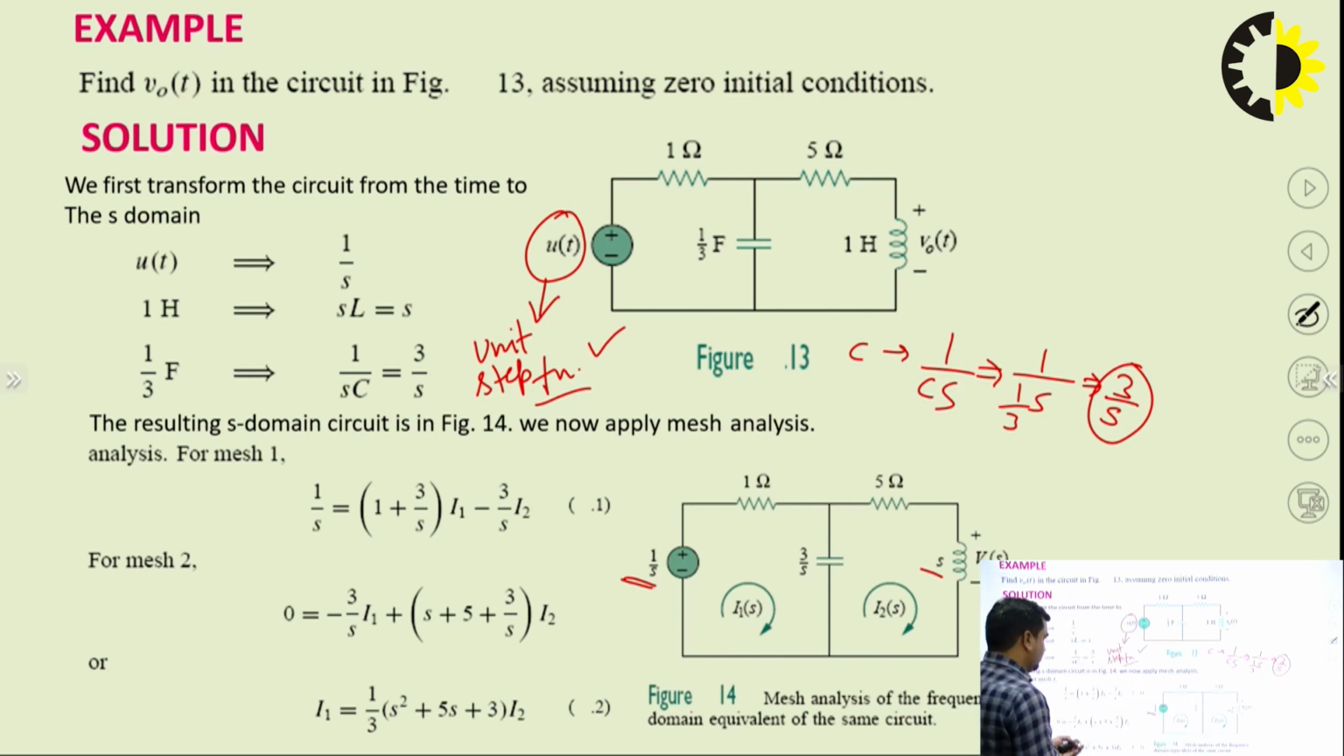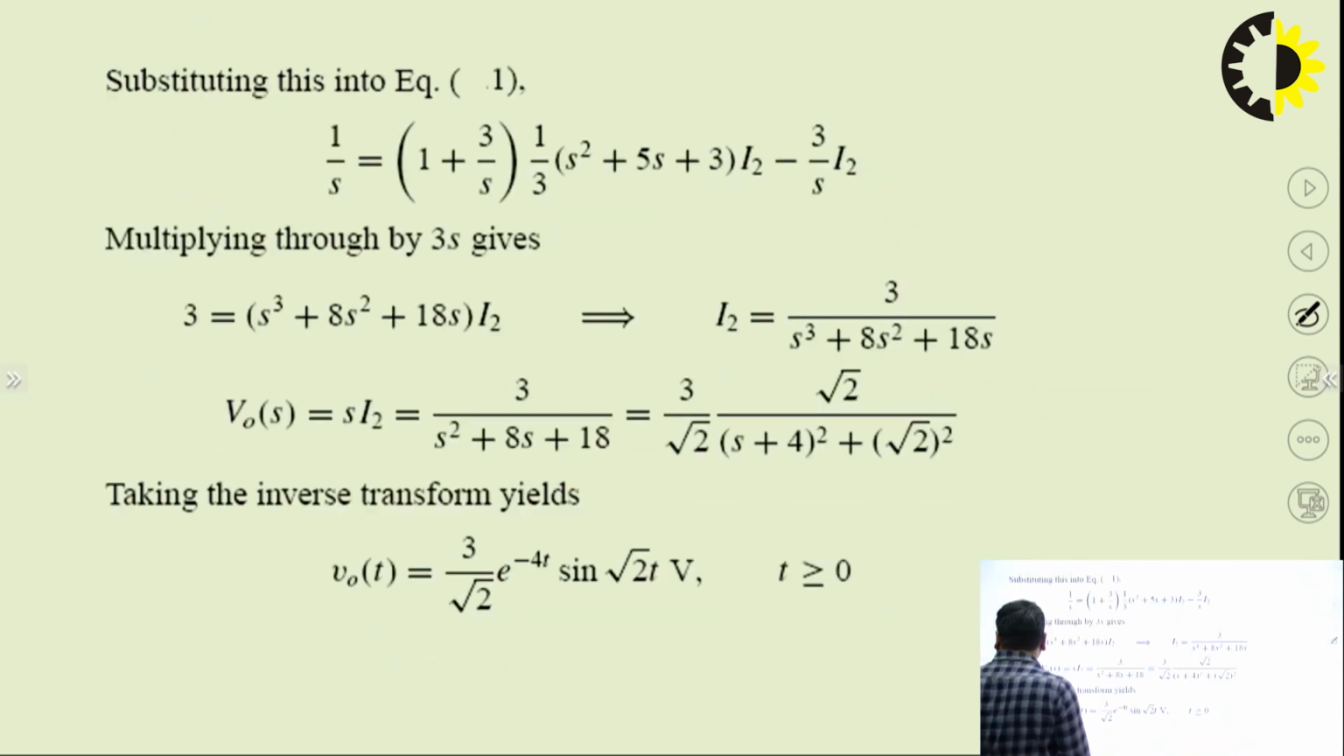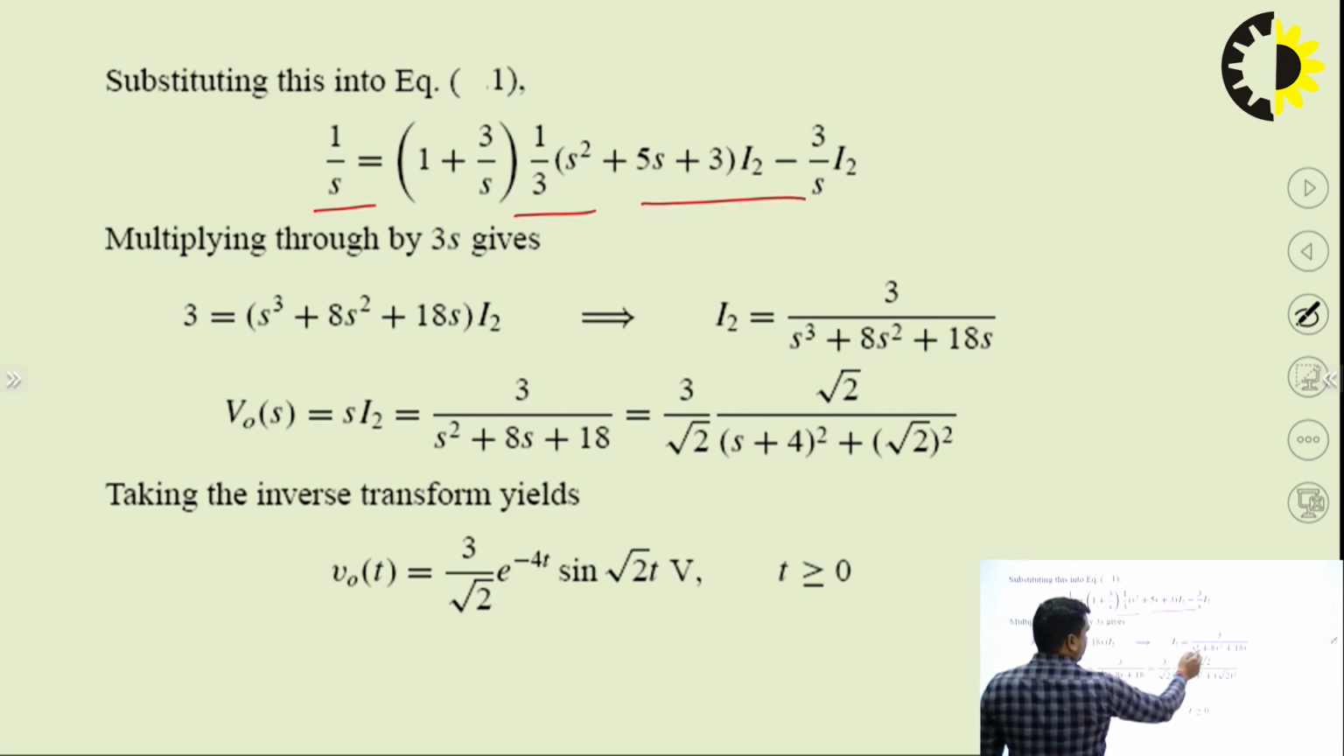Okay, I1(s) and I2(s). Using mesh analysis, we have two mesh currents, I1(s) and I2(s). Using the equations, the first one is 1/s equals (1 + 3/s) I1 minus 3/s I2, and using KVL in the second mesh, 0 equals minus 3/s I1 plus (s + 5 + 3/s) I2, and it becomes I1 equal to this one. Substituting the value of equation 1 into 2, we get the expression of I2.